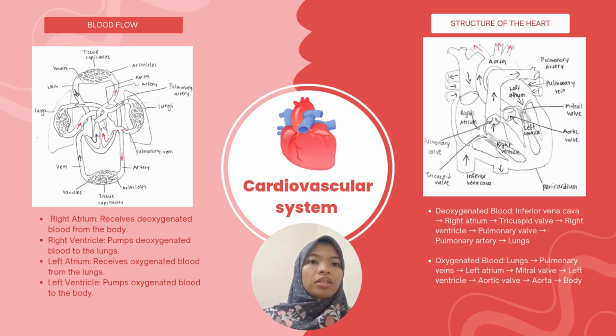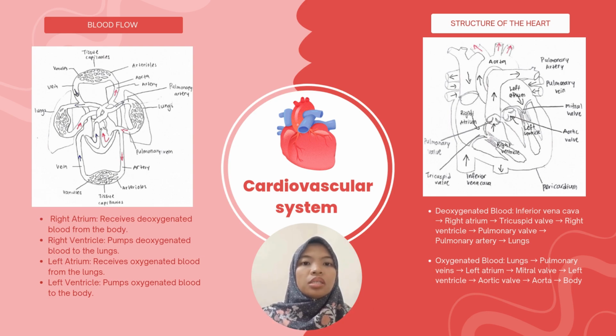When the right atrium contracts, blood flows through the tricuspid valve into the right ventricle. The right ventricle contracts and pumps blood through the pulmonary valve into the pulmonary arteries. The pulmonary arteries carry the blood to the lungs where it releases carbon dioxide and picks up oxygen.